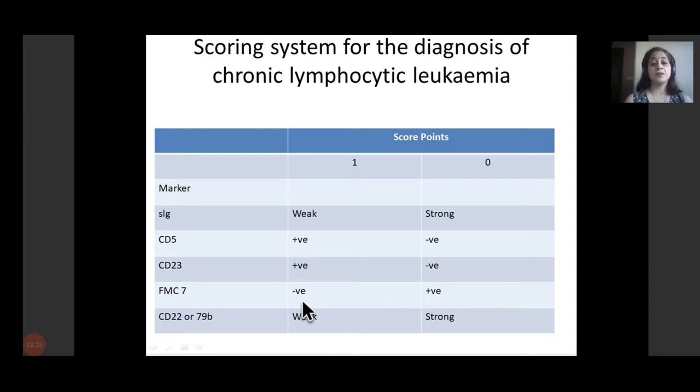If FMC7 is negative, it is ascribed a score of 1, whereas if it is positive, it is given a score of 0. CD22 or CD79B, as I explained earlier, if weak or negative, is 1; if strongly positive, it is given a score of 0. That is how we decide whether it is a classical or typical CLL, or whether a transformation is happening in a pre-existing CLL, and that bears implications for prognostication.